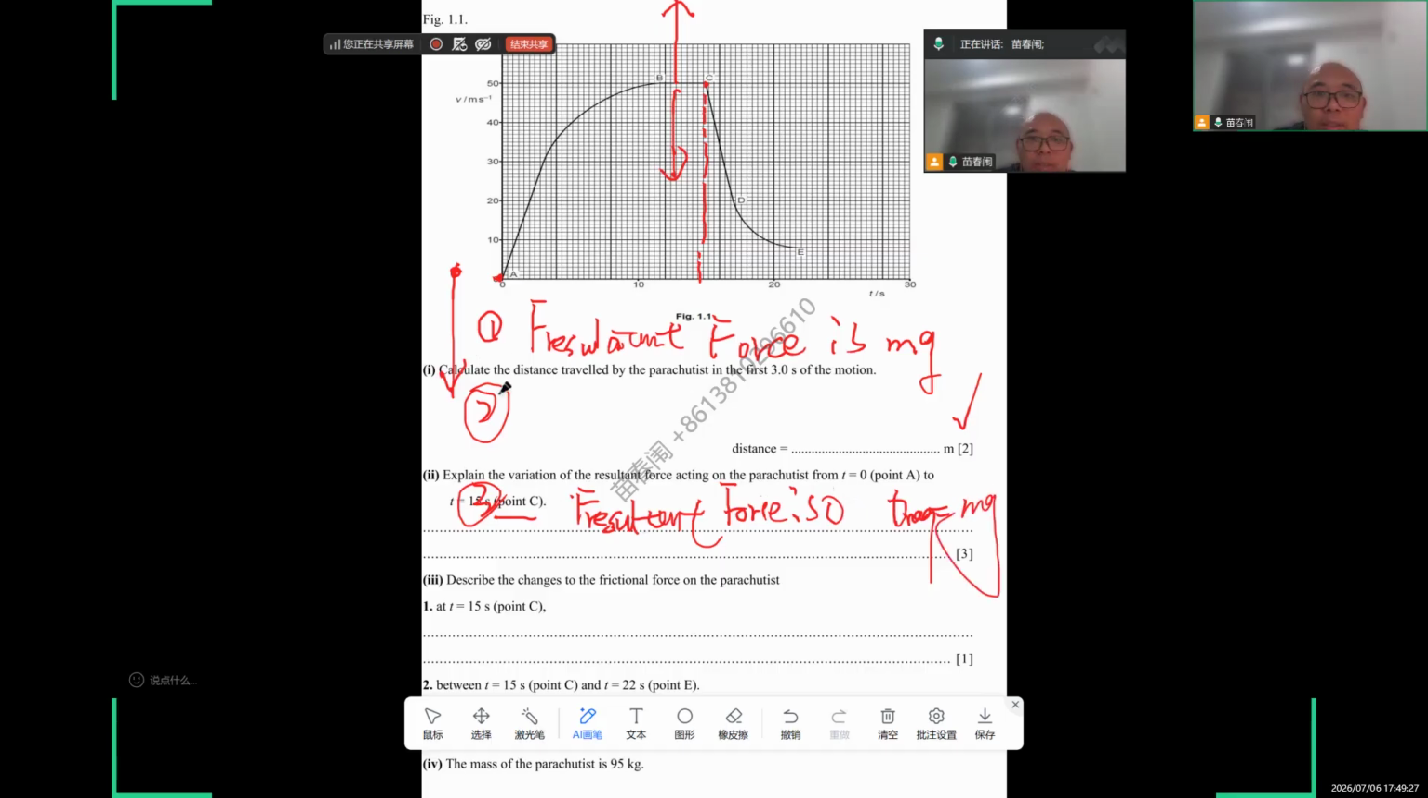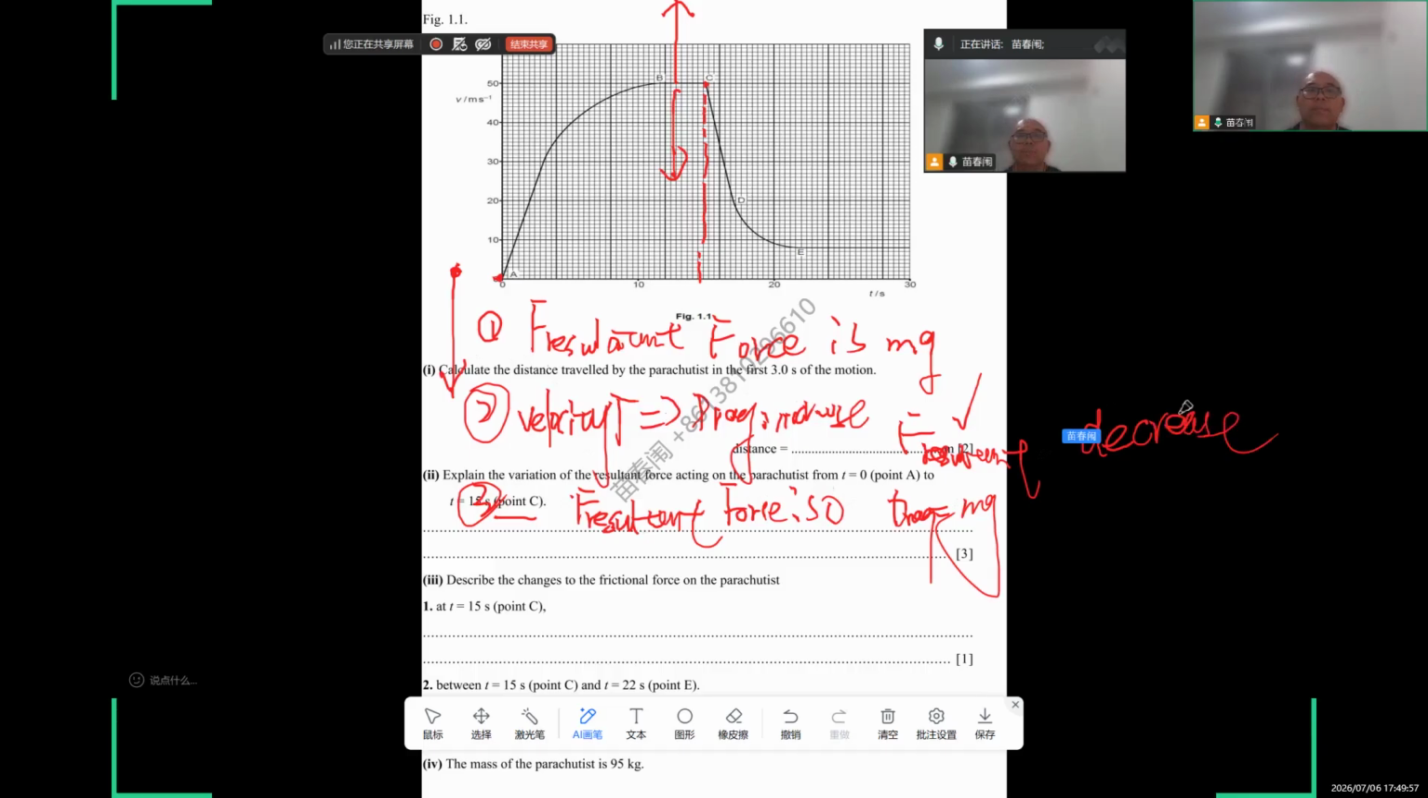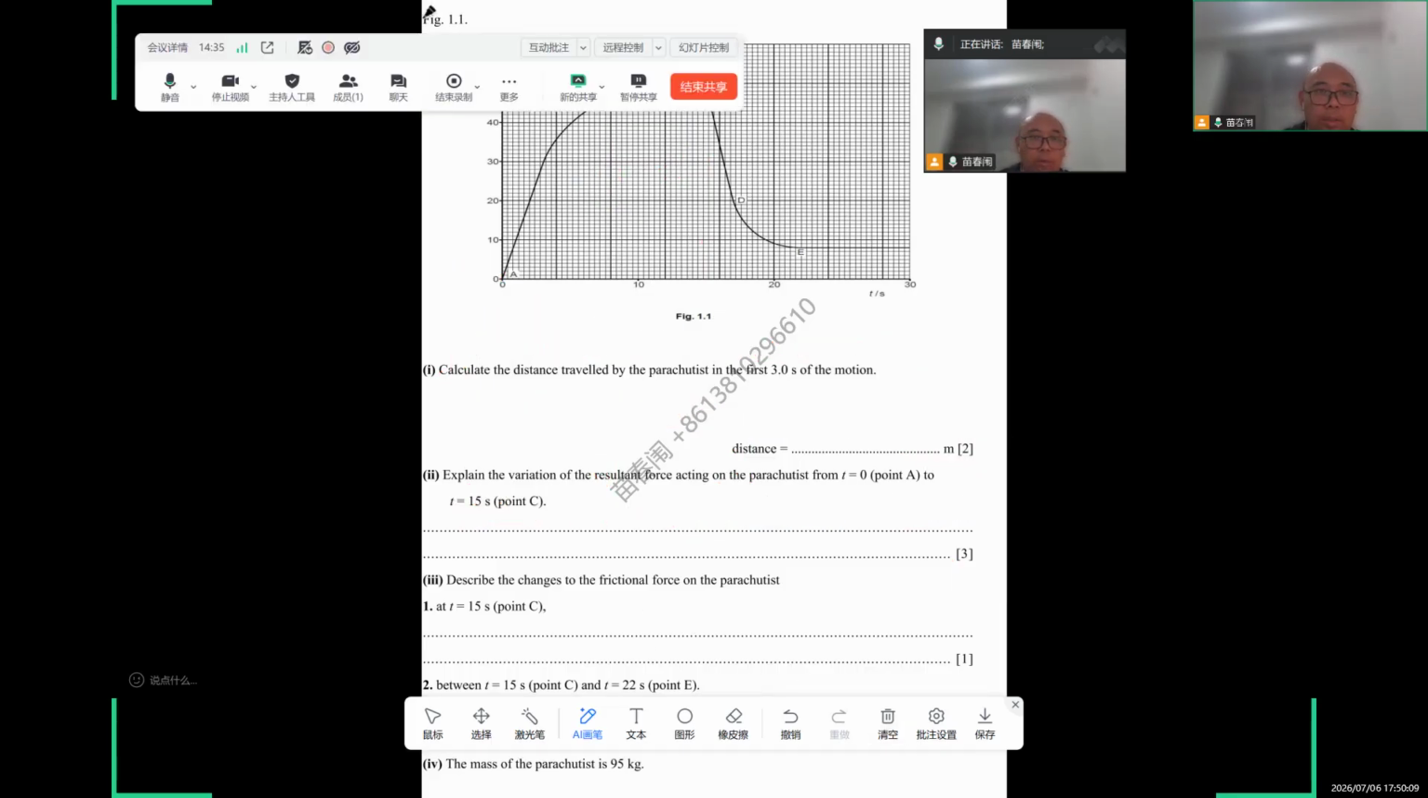And then in the middle, I guess your velocity increases, which leads to drag also increasing. So the resultant force is going to be decreasing, right? Decrease, because this one is getting larger, and the acceleration is decreasing. Well, they didn't ask us that. Let's say a little bit more.